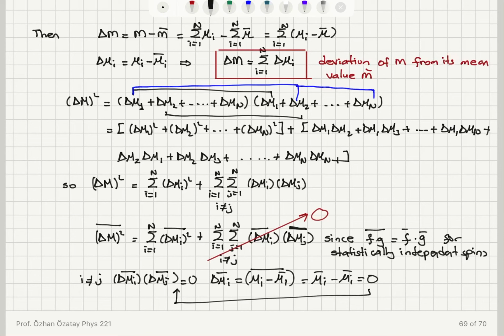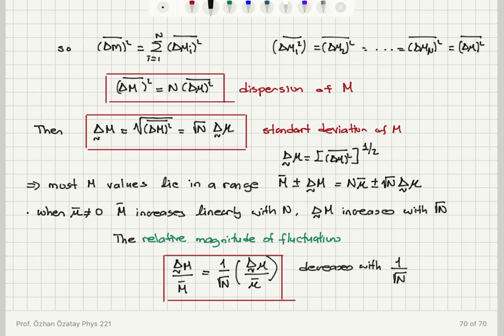So if I take the average of this square of the deviation, I would deal with the average of the deviations of each moment, which is 0, and then I would have the square of the deviation of the ith moment averaged. So this would give me the dispersion for the ith moment. So I would see that the total magnetic moment dispersion is now N times the dispersion for each magnetic moment.